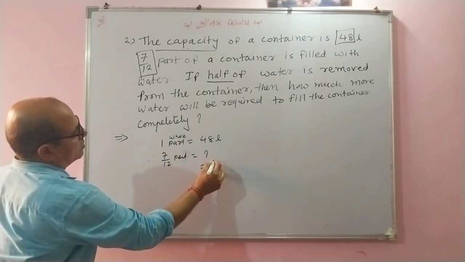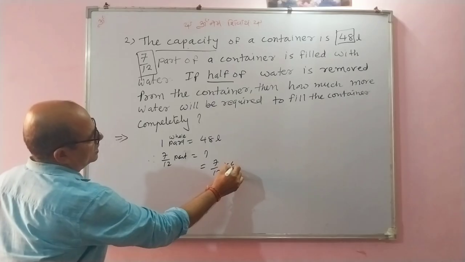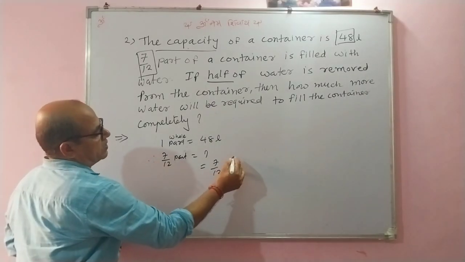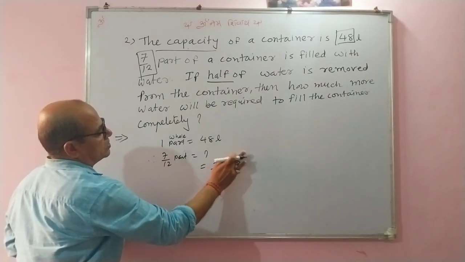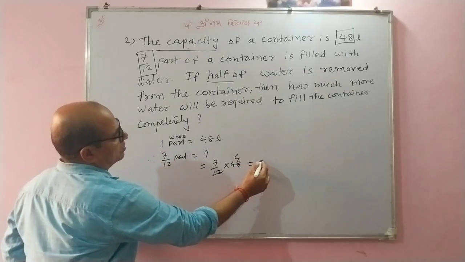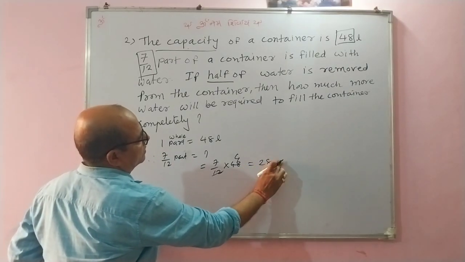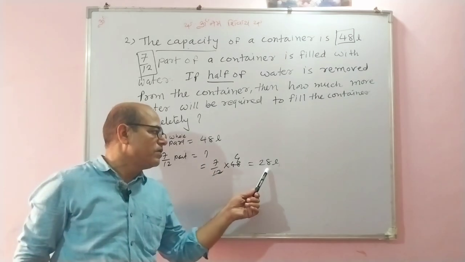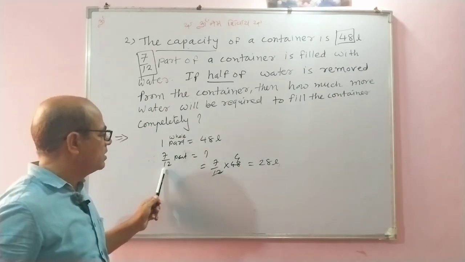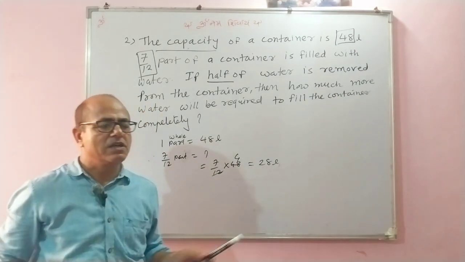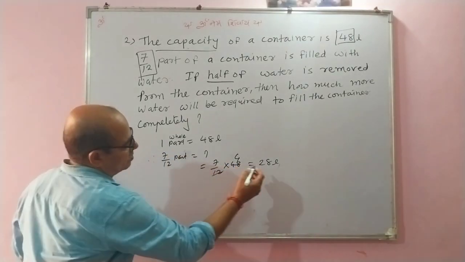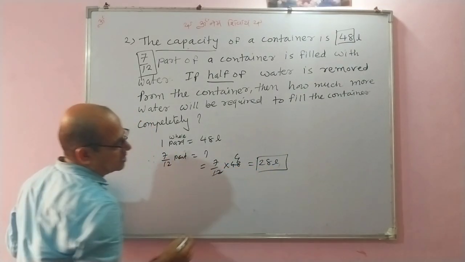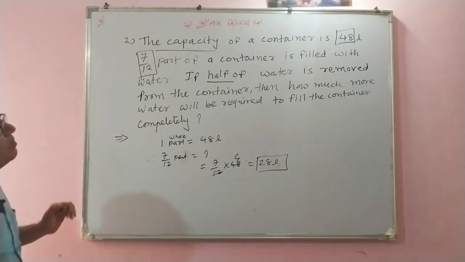How much is there? 7 upon 12 part of 48. 12 fours are 48. So 28 liters it is filled. How much filled? The container is filled up to 28 liters, which means 7 upon 12 part is equal to 28 liters. 28 liters of water is there in the container right now.